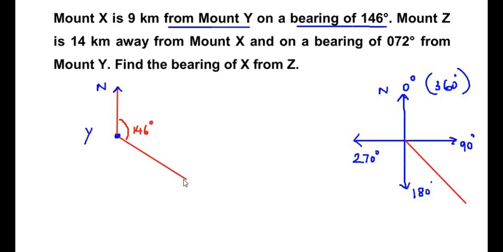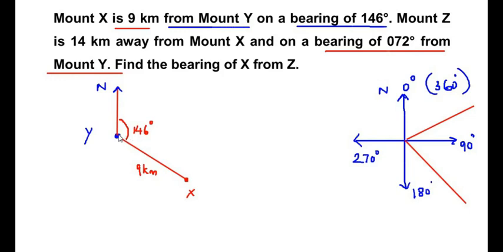Now this is going to be the mount X, and it is at 9 kilometers distance away from point Y. Next it says mount Z is 14 kilometers away from mount X and on a bearing of 72 degrees from mount Y. So the bearing is important here. It's from mount Y. So 72 degrees comes somewhere around here between 0 and 90 degrees.